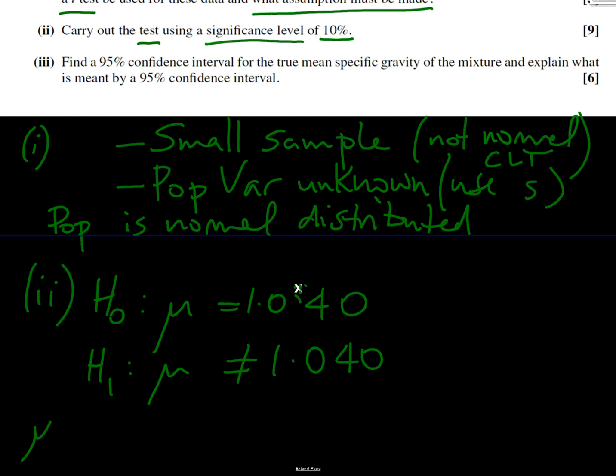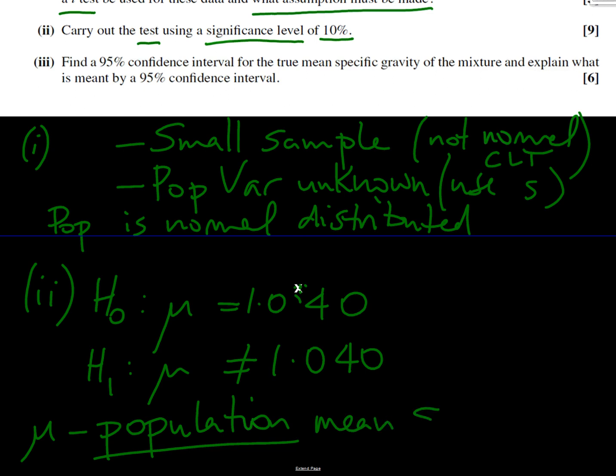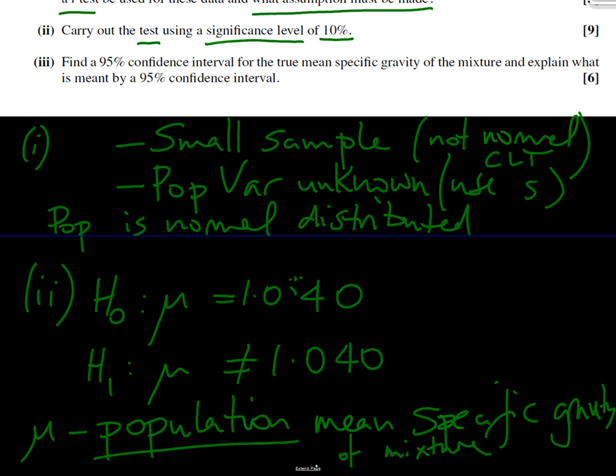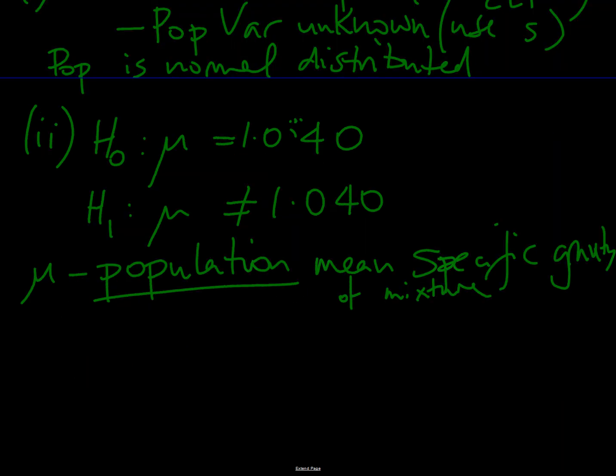And remember, we've always got to define our mean for a mark. So our mean is our population mean. I'd recommend you do that to make sure it's clear it's the difference between sample and population mean, and in this case it's the specific gravity of the mixture, isn't it? There we go. You usually get 3 marks for that lot. Okay, so we've set out those. Next thing we need to do is find our test statistic.